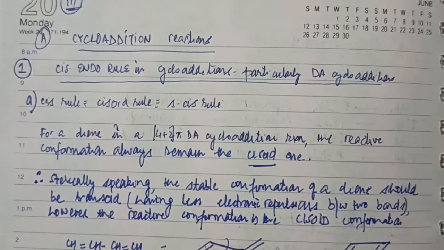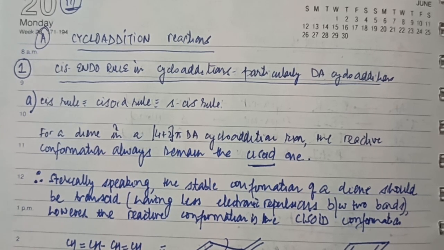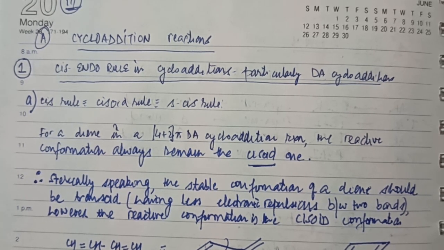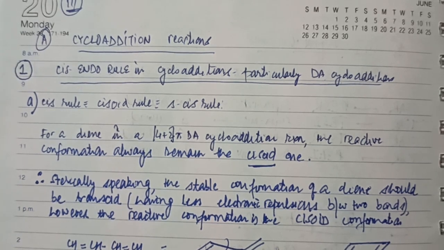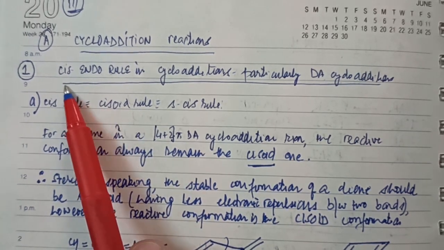The first important aspect of cycloaddition, which we'll be discussing, is called the Cis Endo Rule, which is normally observed in the case of cycloadditions and much more predominant in the case of Diels-Alder or 4+2 pi cycloaddition reactions. So let's break this up and understand the Cis Endo Rule.